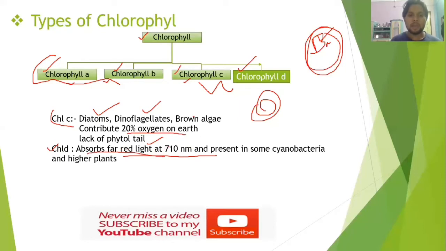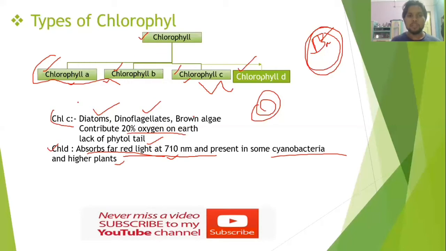I have already told you in my previous lecture, at the first beginning slide, the link is in the description. You can go and watch the first slide to see why absorbance is at 700 nanometer, why it is at 680 nanometer, or what the spectrum for photosynthesis is. You can get the idea there. So chlorophyll D absorbs 700 nanometer and it is present in cyanobacteria and some higher plants. So we have chlorophyll A, B, C, and D.